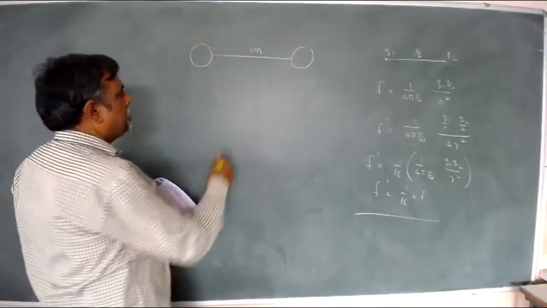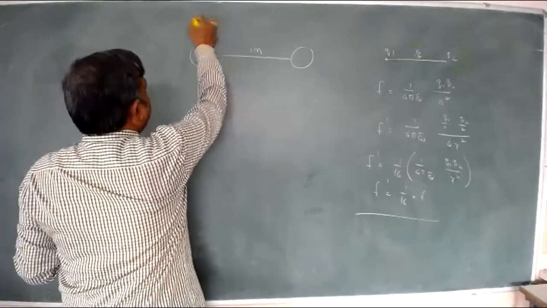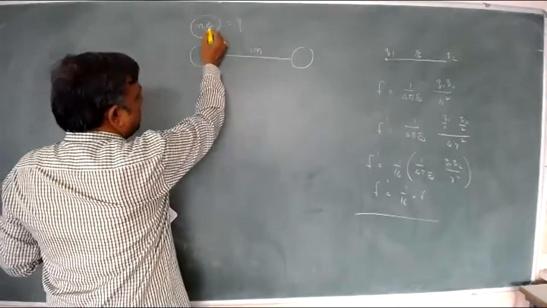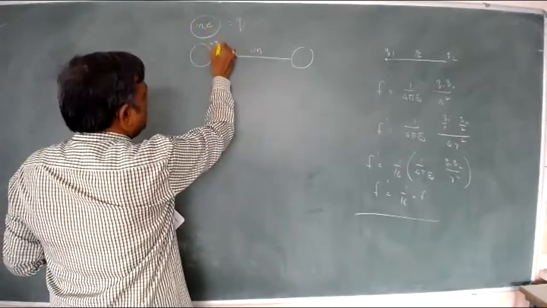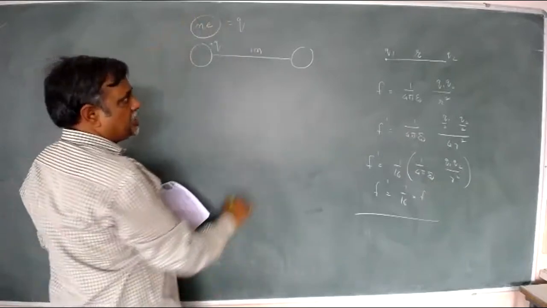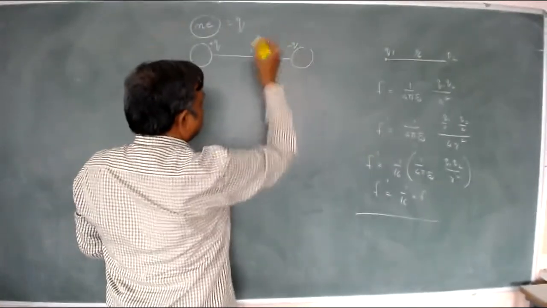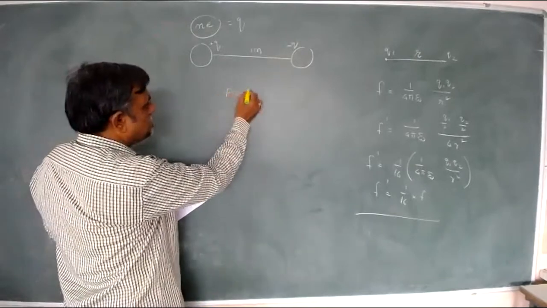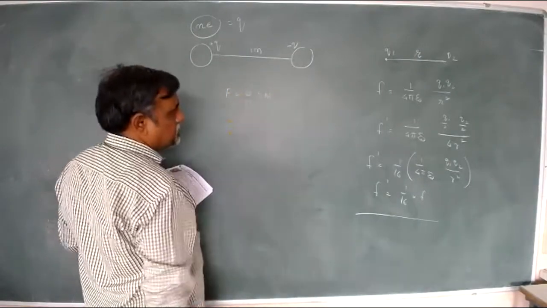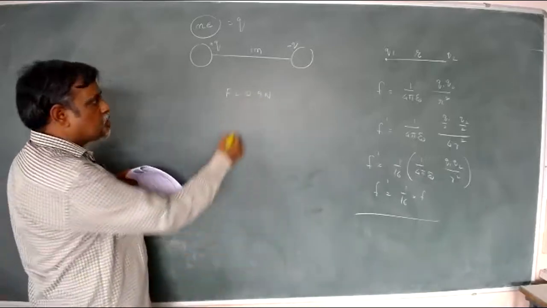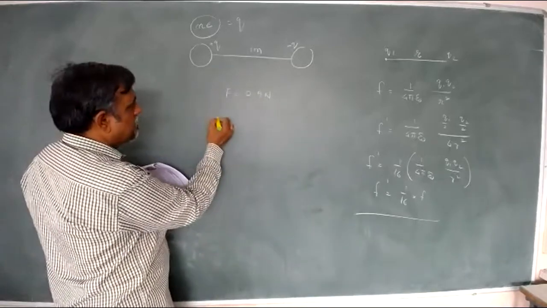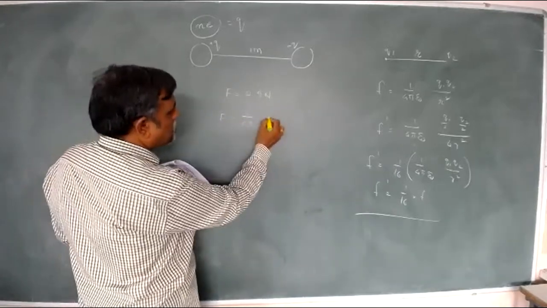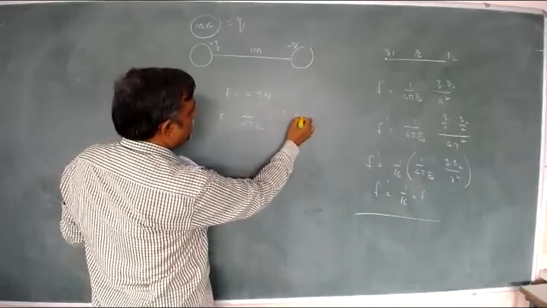Let n number of electrons come out, then that is n e, which is nothing but q. When n electrons are removed, it becomes plus q. The same n electrons are added to the second sphere, so it becomes minus q. The force now is 0.9 newton. So the force F is equal to 1 by 4 pi epsilon naught into Q1 Q2 by r square.